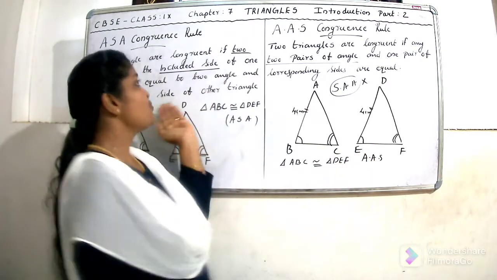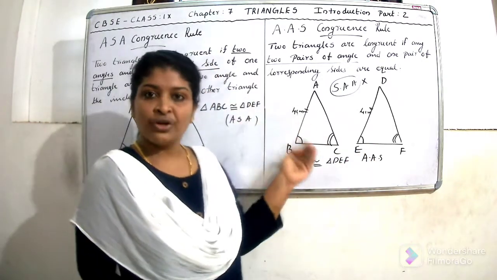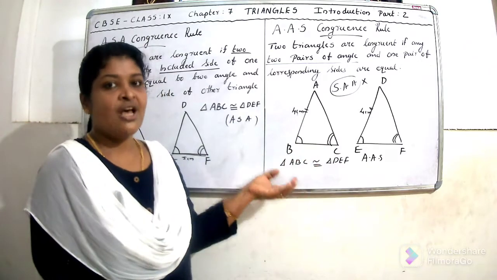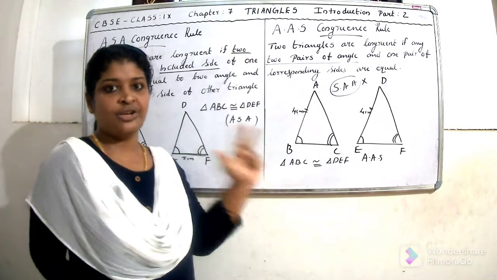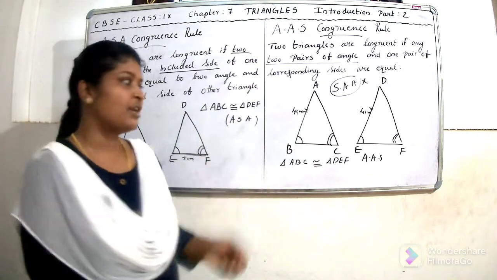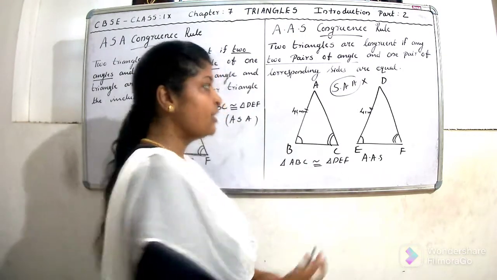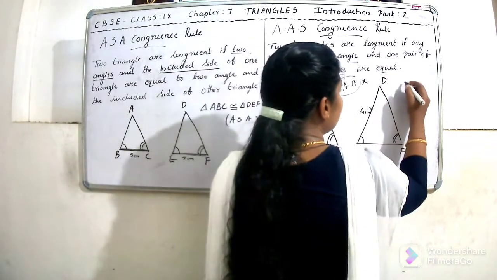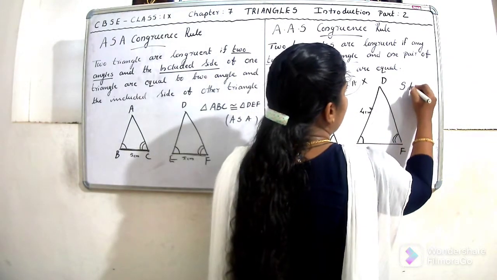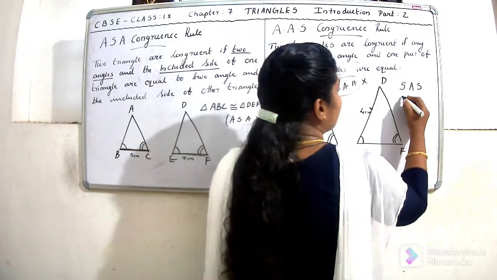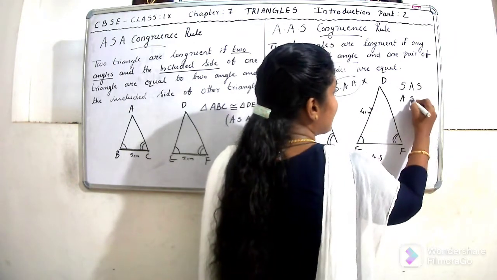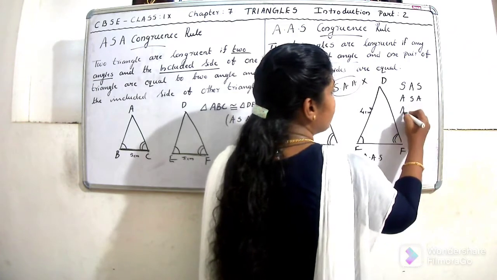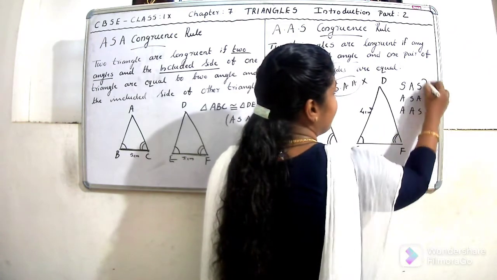These two criteria are also included in the first exercise. Now a total of five criteria are there. We go with three criteria. Which are the 3 criteria we already learned? First one is SAS criteria. Then we learned ASA criteria. Then the third one, AAS criteria.